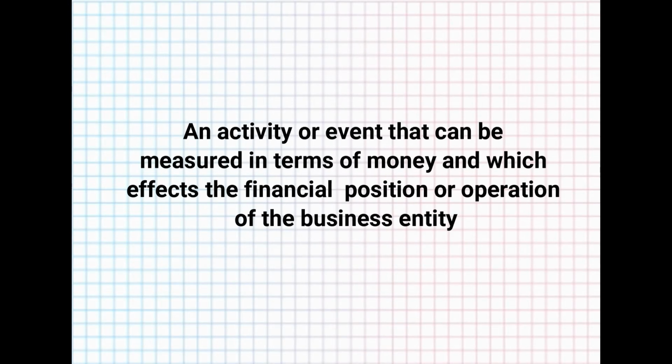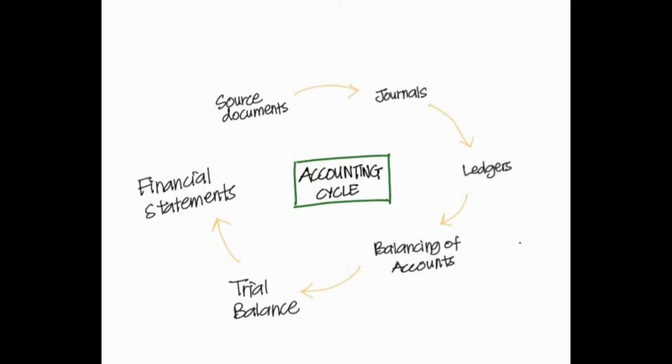Okay, what is business transaction? Business transaction is an activity or event that can be measured in terms of money and which affects the financial position or operation of the business entity. It affects any of the accounting elements: assets, liabilities, capital, income, and expense. The recording process is called accounting cycle. So basically, this chapter is about accounting cycle.